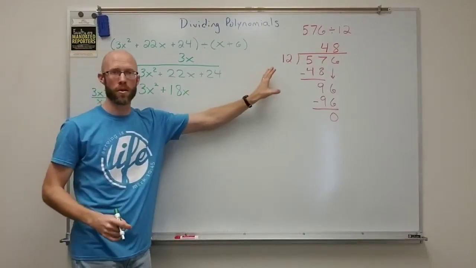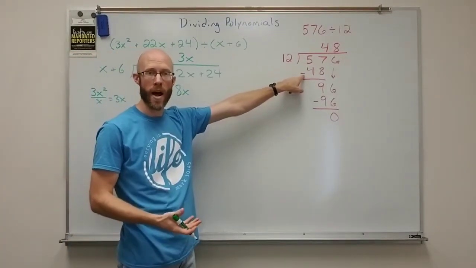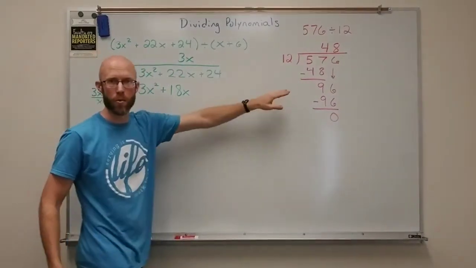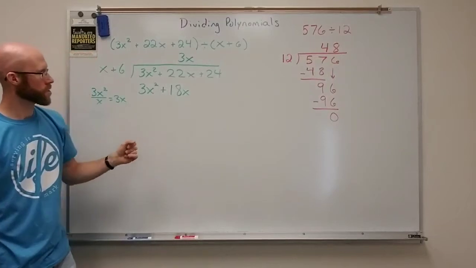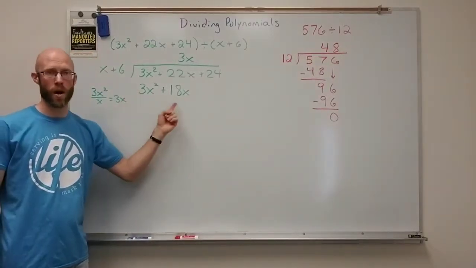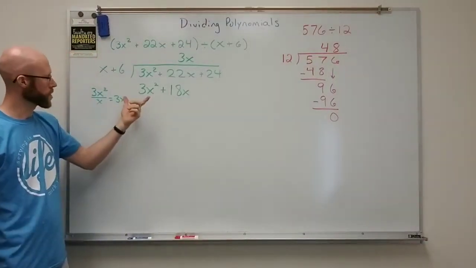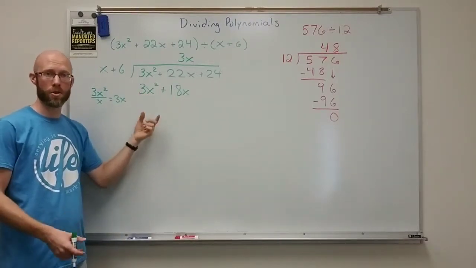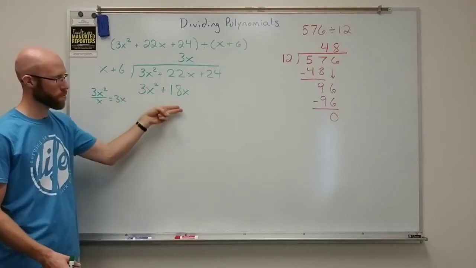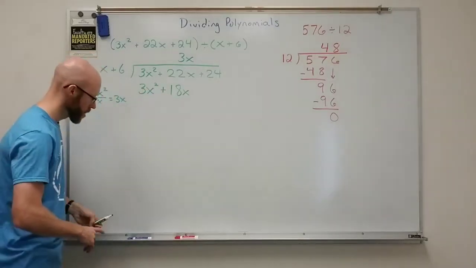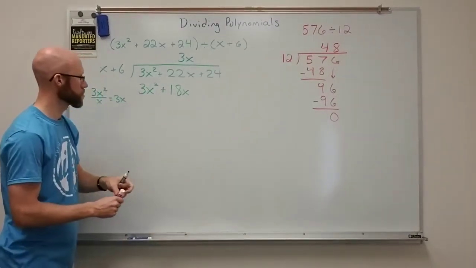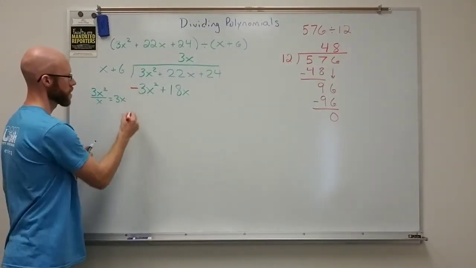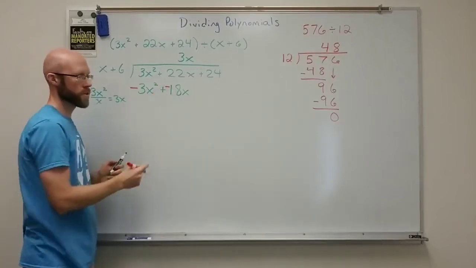Now again, with the numerical example, the next step is to subtract so that we can find the remainder. To do that, I'm going to subtract here as well. With subtraction, the subtraction has to distribute to both terms, because I want to subtract and find what's left. So I'm going to subtract both the 3x squared and the 18x.